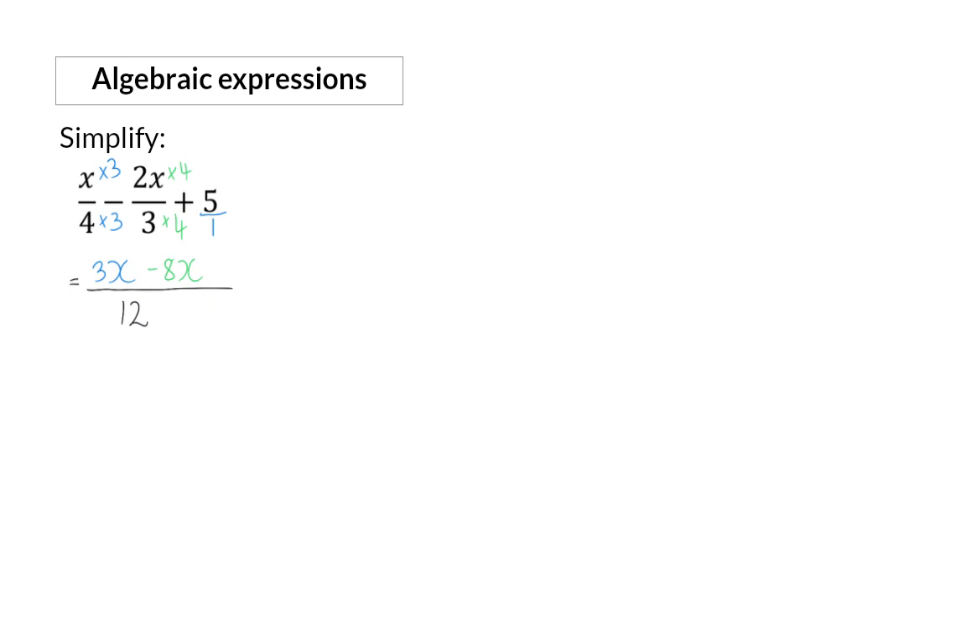And looking at the last fraction, the denominator is 1 at the moment, so we still need to multiply that by 12. And repeating that in the numerator will give me a new value of plus 60. Lastly, we add up all the like terms. In this case, we have 3x minus 8x, so we will have minus 5x plus 60 over 12.